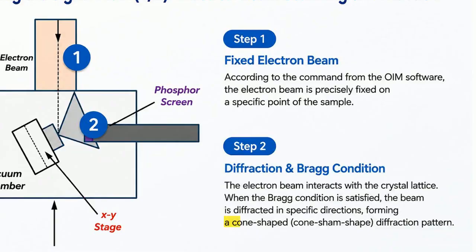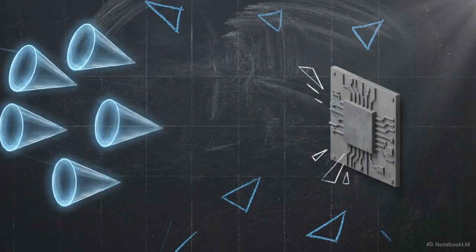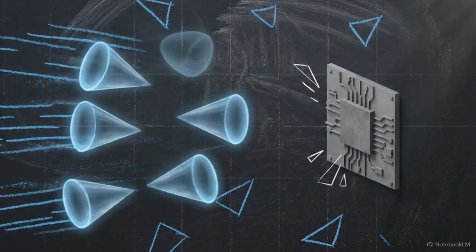The specimen's physical lattice acts as a natural diffraction grating. It translates its own atomic structure into precise geometric electron waves, though these waves remain invisible at this stage. High-energy electron diffraction cones cannot be directly read or processed by a standard digital sensor. The signal requires physical conversion into light.